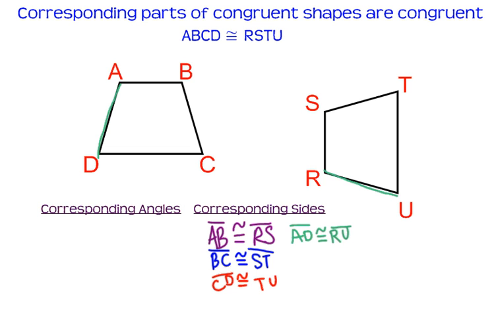So in the same way that I just did, angle A is congruent to angle R, and it looks like this. This is the symbol for angle. Angle A is congruent to angle R. Angle B is congruent to S, C and T, D and U. I'd like you to finish out this list. There should be a total of 4 angles being congruent to 4 other angles.